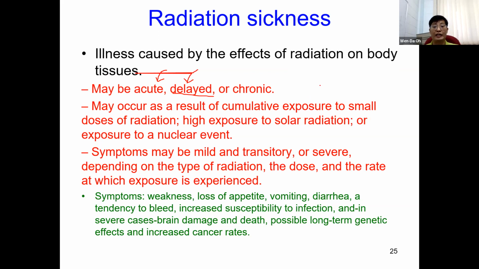Typically we are exposed to this chronic effect of certain radiation, particularly solar radiation. If you look at the UV ray, all of us are exposed to UV rays every day. The reason why UV rays don't cause cancer is because the dose that we are exposed to is not high. If you stay in the sun every single day, every single hour, then eventually you will get skin problems, skin cancer, because of the exposure to this solar radiation. Sometimes symptoms are very mild, sometimes very severe. It depends on the exposure level.